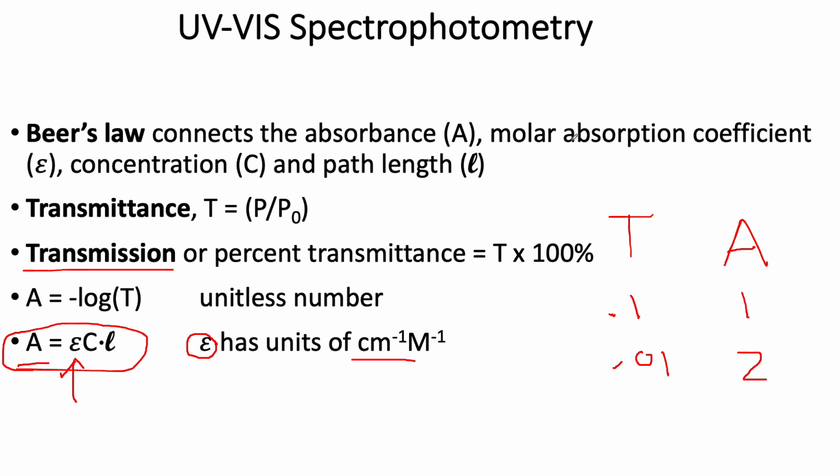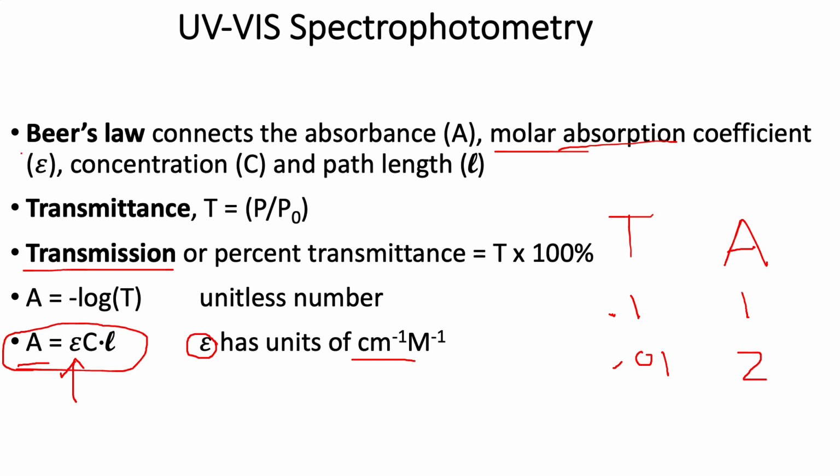Or actually, they're calling it the absorption coefficient. I get those confused. The extinction coefficient is something different. The absorption coefficient. In this case, it's the molar absorption coefficient because we're dealing in molarity. All right, so the molar absorption coefficient has the units of per centimeter per molar.